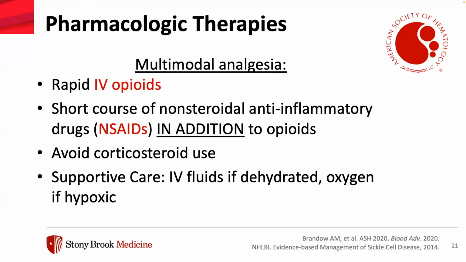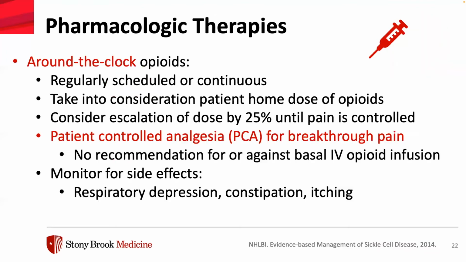And of course, we have our supportive care. We really only want to give IV fluids if the patient is dehydrated and oxygen if the patient is hypoxic. And when we give these intravenous opioids, we want to make sure that they're given around the clock or scheduled. We could even consider a continuous basal infusion of IV opioids, but we want to make sure that their pain is getting covered throughout the day.